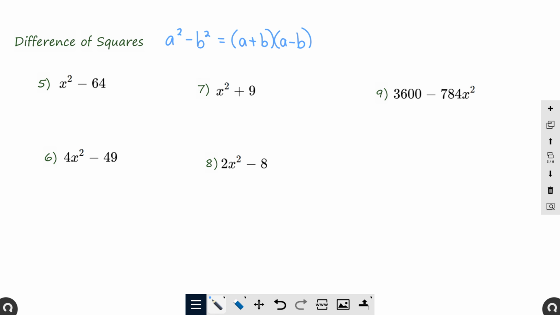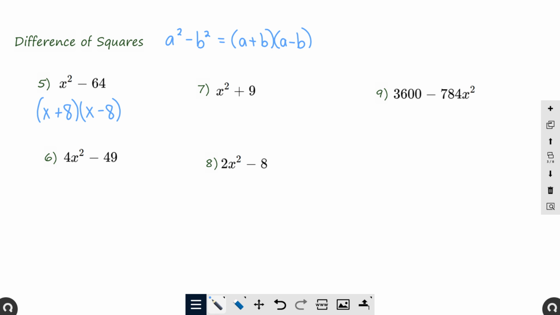So if you have something like x squared minus 64, like that first problem, it's going to factor into 2 parentheses, one with a plus, one with a minus. And we basically take the squareds off. Because what times what is x squared? X times x. What times what is 64? 8 and 8. So plus in one, minus in the other. Then we can use that shortcut.